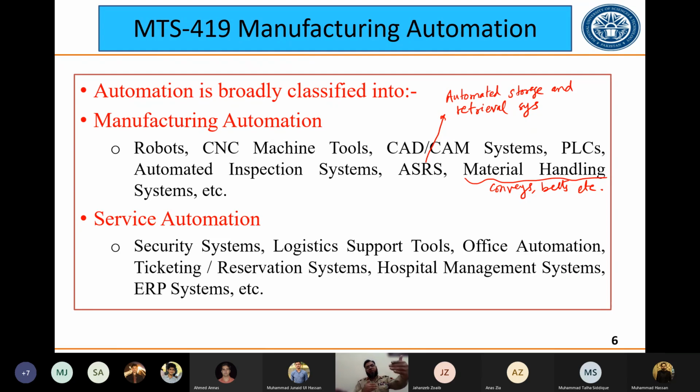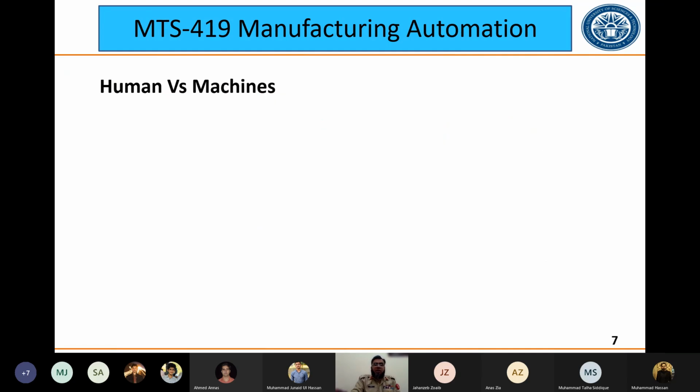सो एक मैन्युफैक्चरिंग ऑटोमेशन सिस्टम के साथ सर्विस ऑटोमेशन सिस्टम भी कपल होता है. और सर्विस ऑटोमेशन सिस्टम जरूरी नहीं है कि वो किसी मैन्युफैक्चरिंग सेटअप के साथ हो, वो एक स्टैंड अलोन सिस्टम के तौर पे भी यूज हो सकता है.